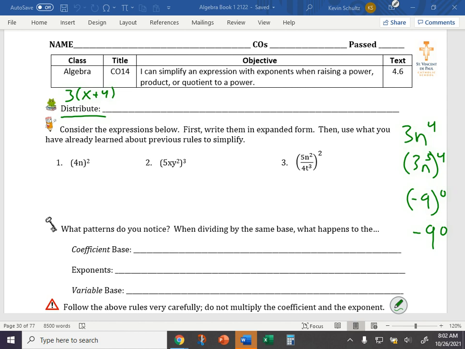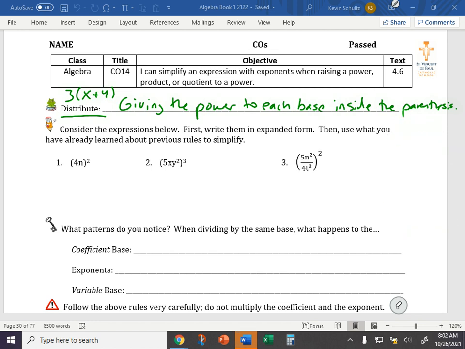Okay. So in this case, for this rule, when we talk about distributing, we're going to be giving the power to each base inside of our parentheses. And just like we've done before, we're going to go to expanded form to see exactly how this works, and then develop a rule from that we're going to write below. You can put it on a help sheet, and it'll be good.